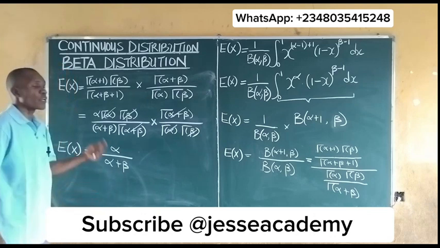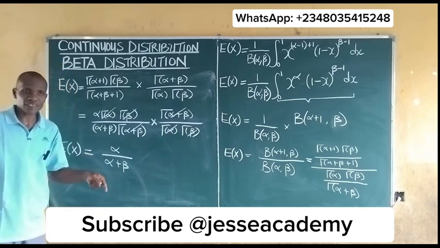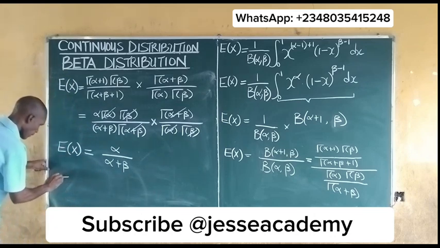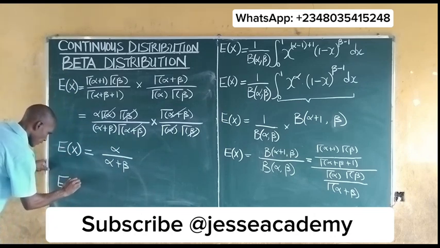Now, for us to obtain the variance, we look for the expected value of x squared.